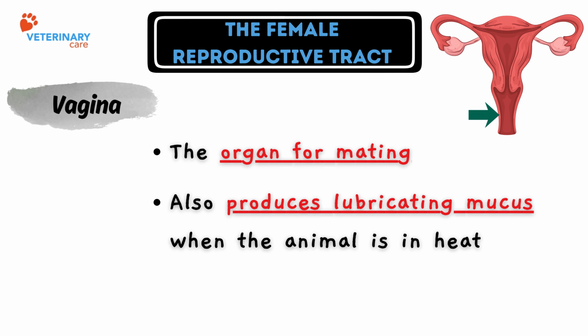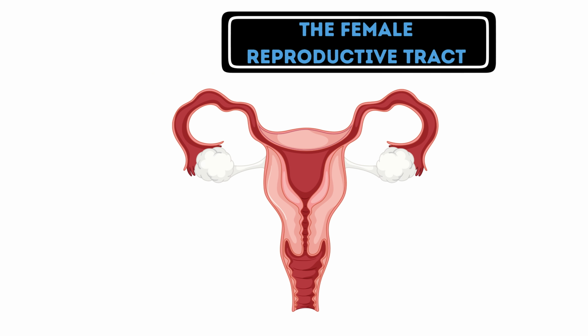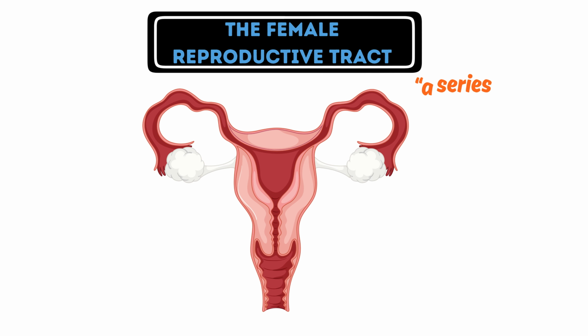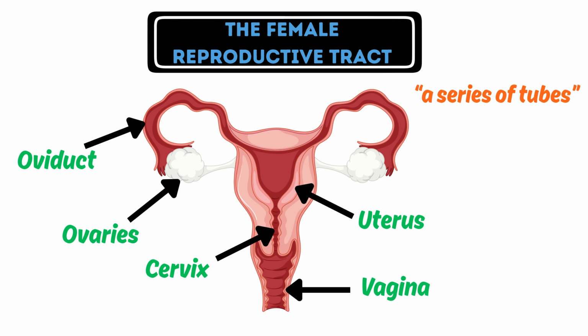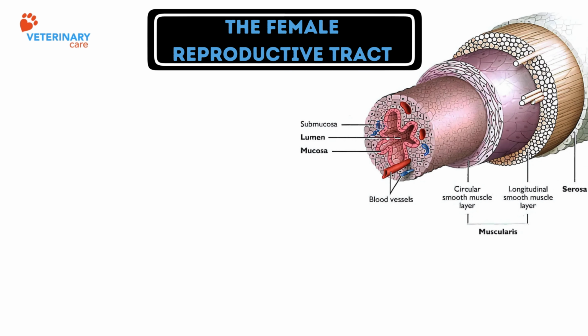Now, if we look more closely, the female reproductive tract can be thought of as a series of tubes, like the oviduct, uterus, cervix, and vagina. All of these tubes have the same 4 layers. On the outside, there is the serosa, a protective covering.